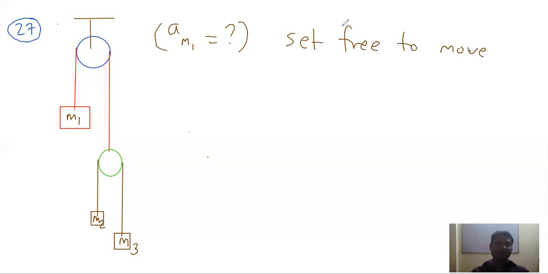So the system is set free to move. We have to find the acceleration of M1. Now, we can first apply the length constraint here, L1 and L2, but it will not be useful. Why will it not be useful? Let us see.